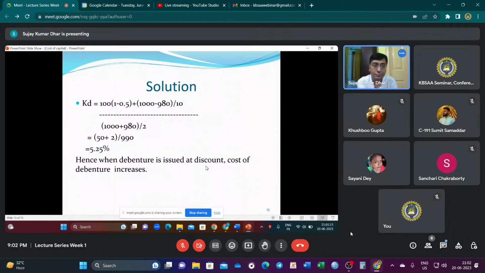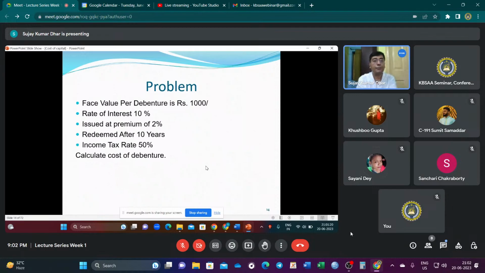Yes, sir. Now see, when it is issued at premium, next problem, at 2%. That means instead of issuing at 1000, it is being issued at 1020. So investors are paying 2% higher. So purchase price is 1020 and redemption price is 1000.